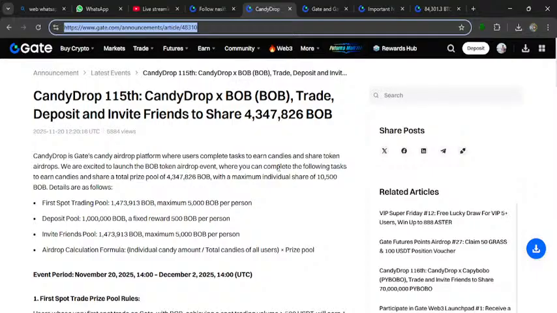47,826 Bob. CandyDrop is a Gate candy airdrop platform where users complete tasks to earn candies and share token airdrops. We are excited to launch the Bob token airdrop event where you can complete the following tasks, earn candies and share a total prize pool of 4,347,826 Bob.